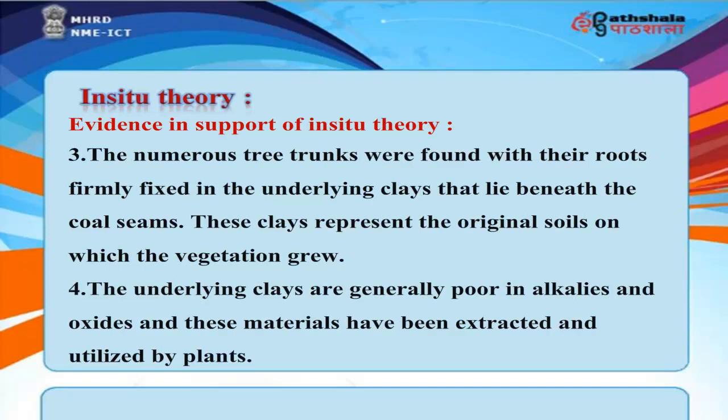Numerous tree trunks were found with their roots firmly fixed in the underlying clays that lie beneath the coal seams. These clays represent the original soils on which the vegetation grew. The underlying clays are generally poor in alkalis and oxides, and these materials have been extracted and utilized by plants.